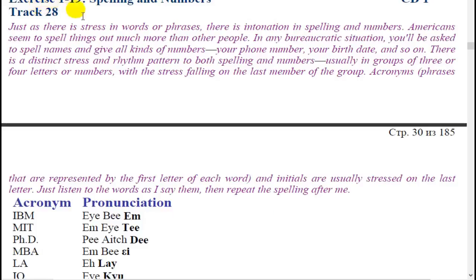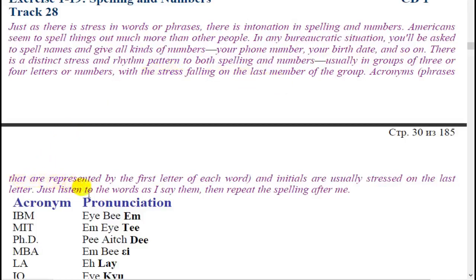Exercise 119, spelling and numbers. Just as there is stress in words or phrases, there is intonation in spelling and numbers. Americans seem to spell things out much more than other people. In any bureaucratic situation, you'll be asked to spell names and give all kinds of numbers, your phone number, your birth date, and so on. There's a distinct stress and rhythm pattern to both spelling and numbers, usually in groups of three or four letters or numbers, with the stress falling on the last member of the group.